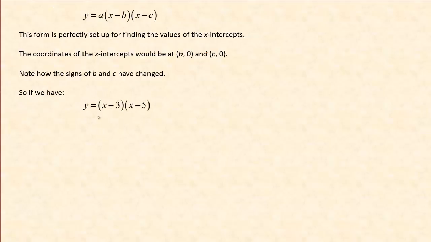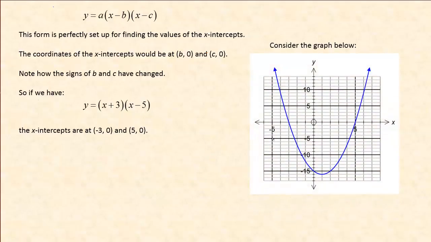So if we had y is x plus 3, x minus 5, the x-intercepts would be at negative 3, 0 and 5, 0. Consider the graph below, which is of this function. We can clearly see the x-intercepts as stated above. So if we look at the x-axis here, we can see negative 3, 0 just here and 5, 0 just here.